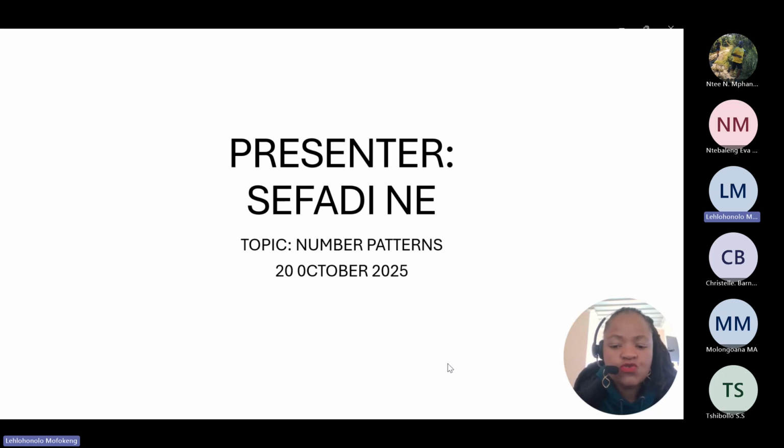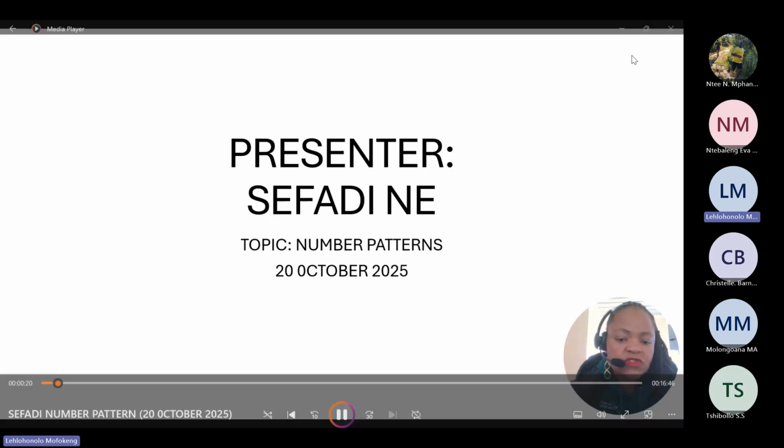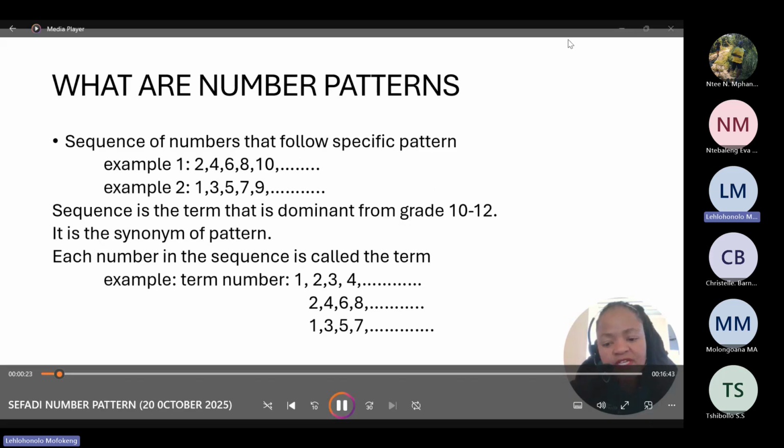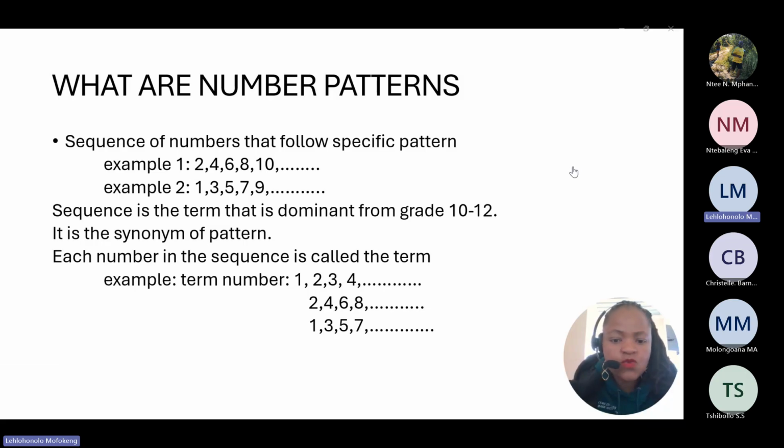Today I'm going to present number patterns. We start first by defining number patterns. What are number patterns? One may ask, ma'am said we are going to talk about number patterns, but when she defines a number pattern, she starts with the word sequence. You don't have to worry about that; I will explain it to you later. Here we say a number pattern is a sequence of numbers that follow a specific pattern.